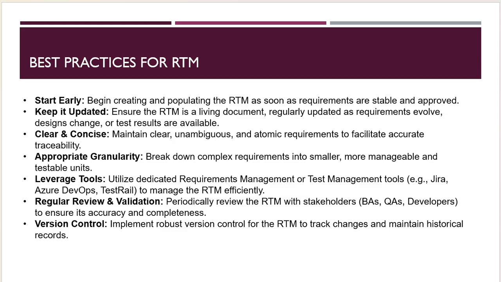Use version control to control the updates. Implement robust version control for the RTM to track changes and maintain the historical records of that requirement. So we know when we changed the requirement, why we changed it, what we changed, and how we made that change. That should be there in the version control of the requirements.